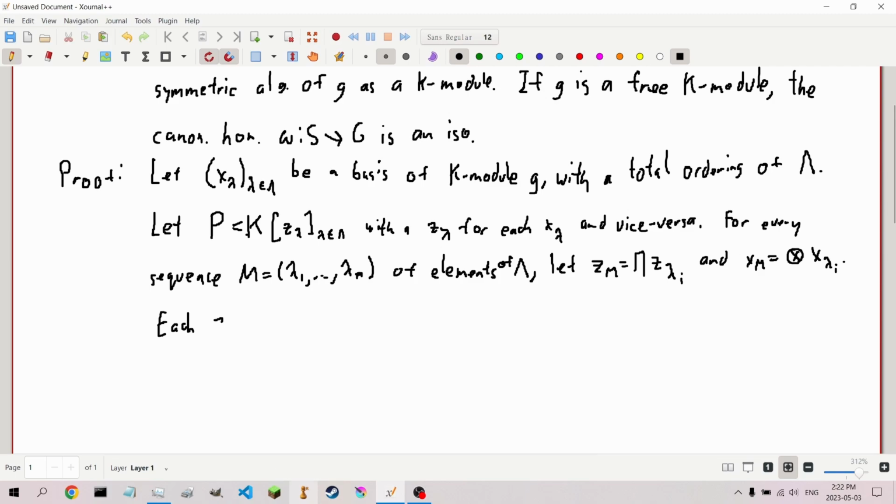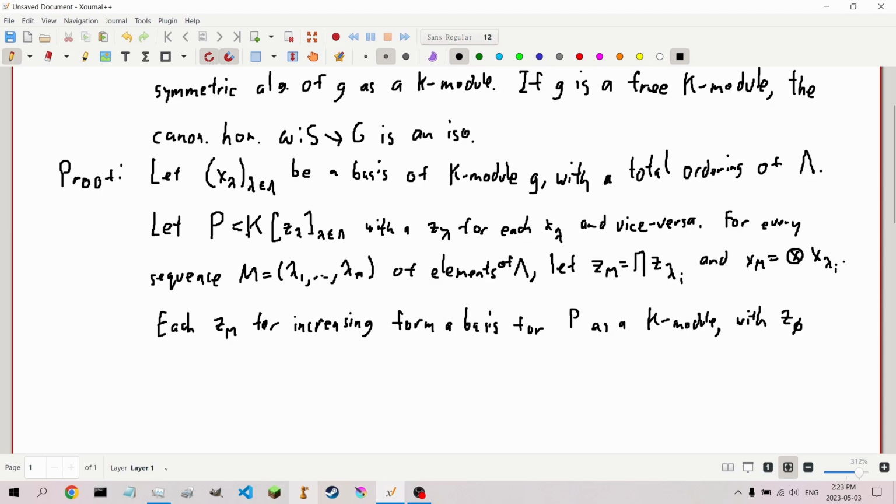All of these Zm, for increasing m, so we don't double count any by permutation, form a basis for our polynomial algebra as a K-module, with the empty set being a sequence and the empty product being 1.